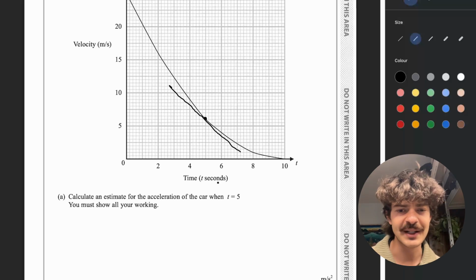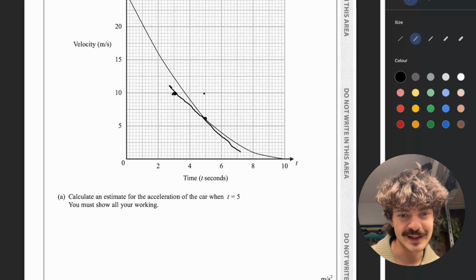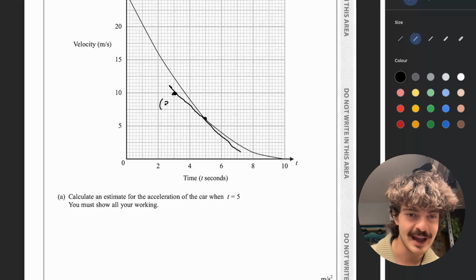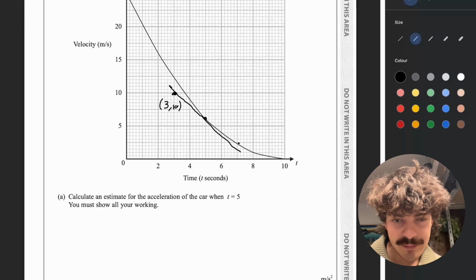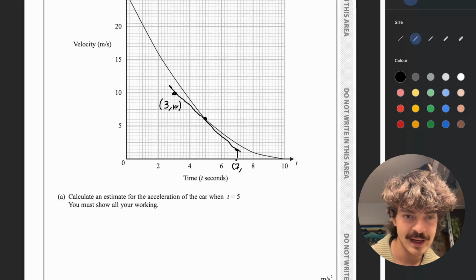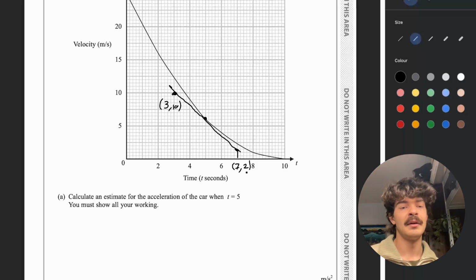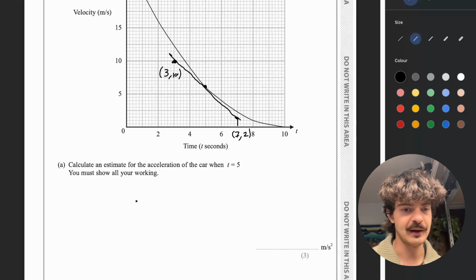And your objective is usually to try and find some coordinates that this line goes through. There's one about there that I think is nice. That's going to be about 3, 10. And let's see if we can find another that it's quite nicely going through. Maybe just maybe we can get away with this one over here, which is going to be about 7 across and 2 up. Cool. So it's always an estimate, it doesn't matter too much.